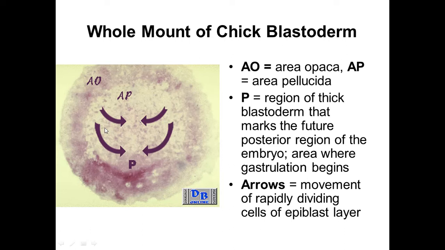Also, let's take note of the region identified here as P. This is the region where the blastoderm will form its posterior part. So the posterior, caudal region of the animal is said to develop from this structure downwards. And the whole structure along the long axis of this region identified as P is where gastrulation is facilitated. So this is where gastrulation actually begins.